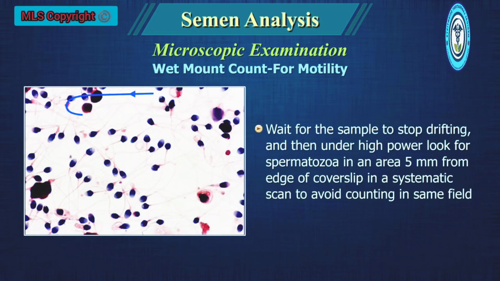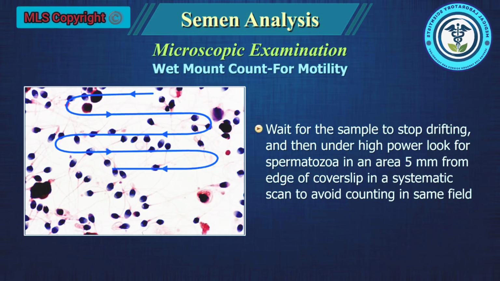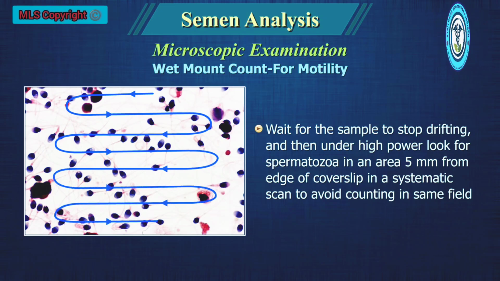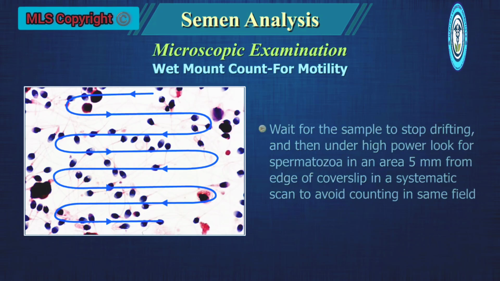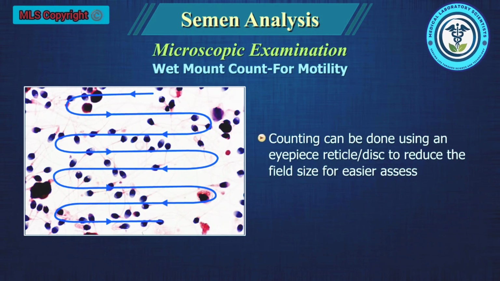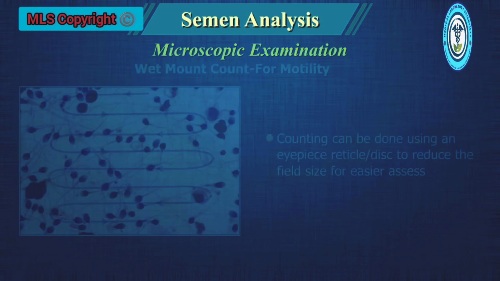Wait for the sample to stop drifting and then, under high power, look for spermatozoa in a systematic scan 5 mm from the edge to avoid counting in the same field. Counting can be done using an eyepiece reticle or disc to reduce the field size for easier counting.